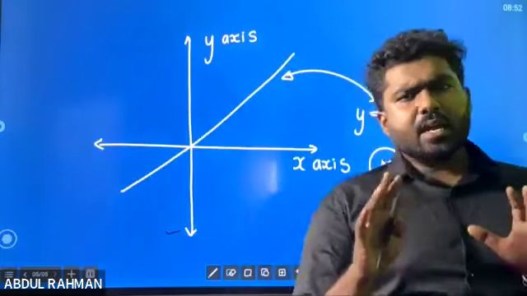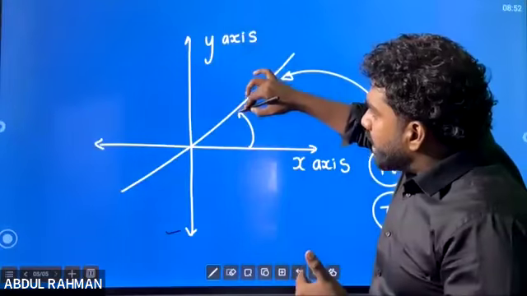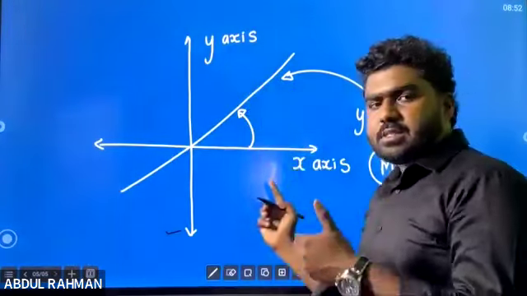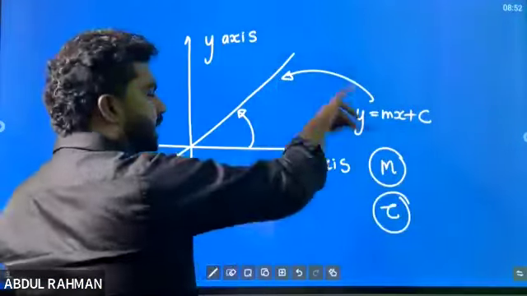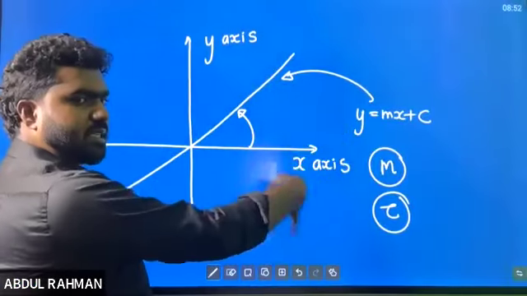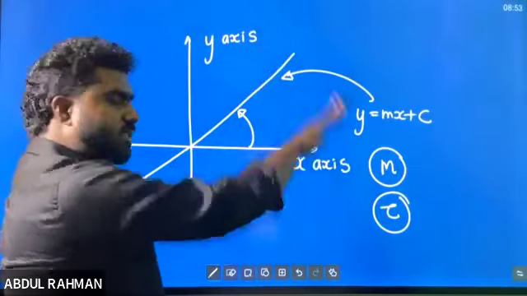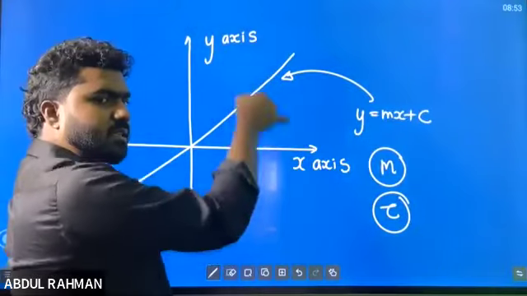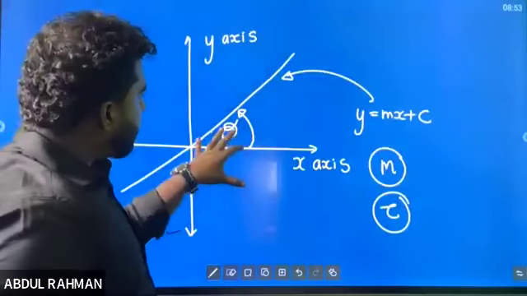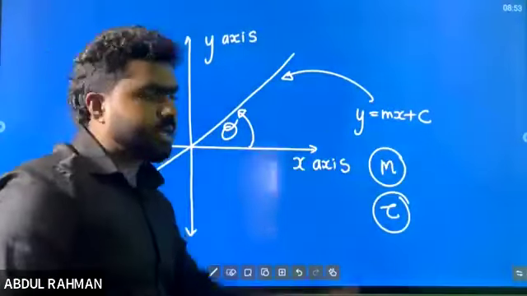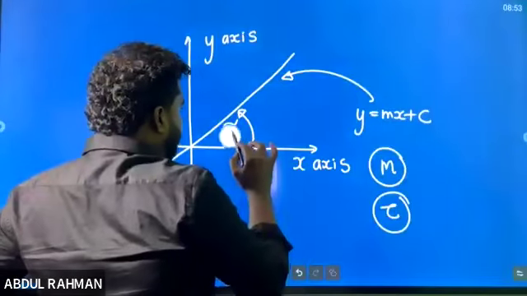Here m is the gradient, the slope that the graph is taking from the x-axis in the counterclockwise direction. I know the clock turns like this: 12, 3, 4, 5, 6. Counterclockwise is the opposite direction of the clock. If I start from the x-axis, there is an angle formed, right? This angle is actually called your gradient. You don't want to go deep into that; you'll be studying it deeply in your A levels.